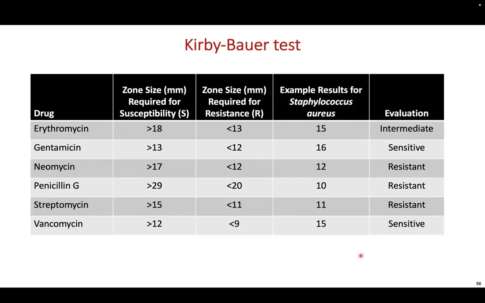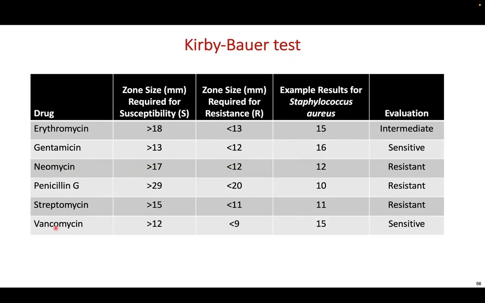This table represents some known drug resistance from the Kirby-Bauer test. For example, gentamicin is known to have a susceptibility breakpoint of 13. If you have a zone of more than 13 millimeters, it means the bacteria are susceptible to it. If you have a zone of less than 12, it means they are resistant to it. And one of the examples shown is that if you treat Staphylococcus with gentamicin, you end up having 16, which means they are more sensitive to gentamicin.